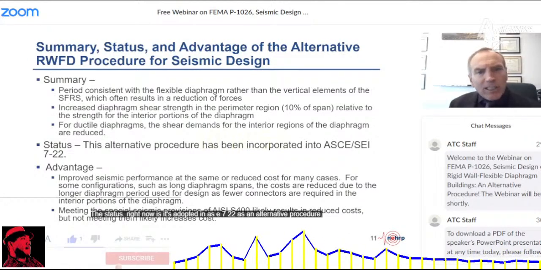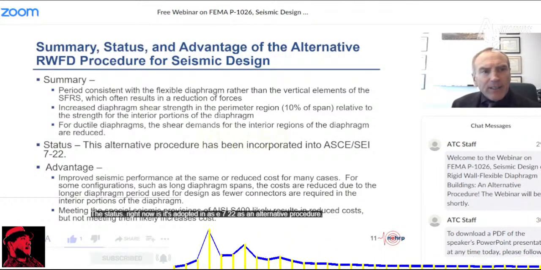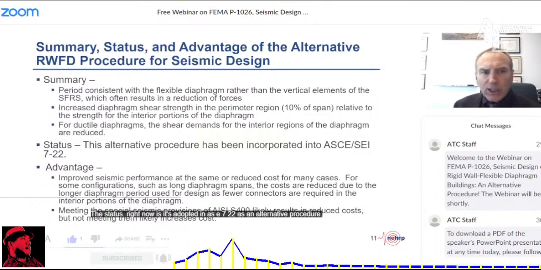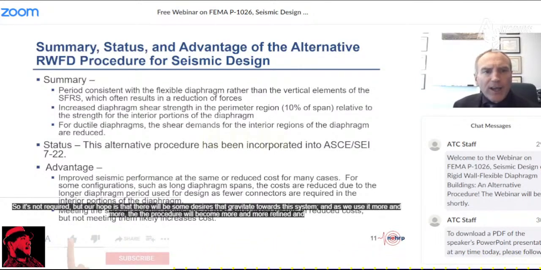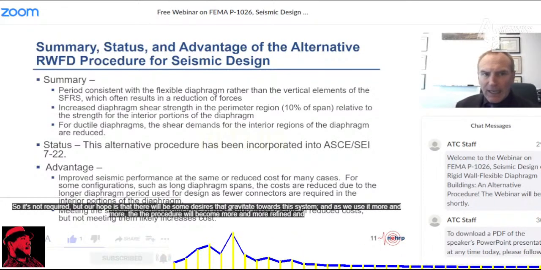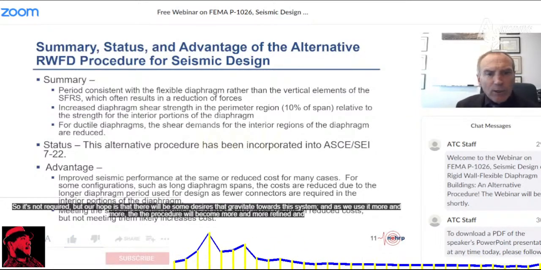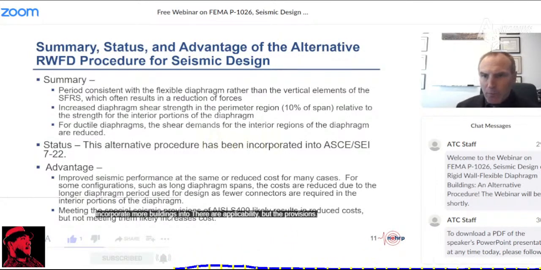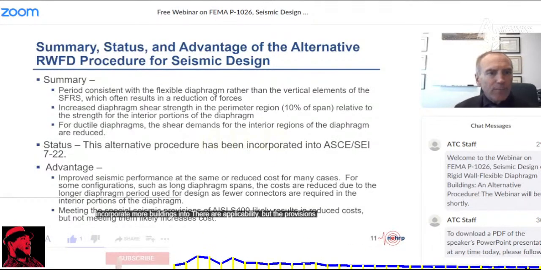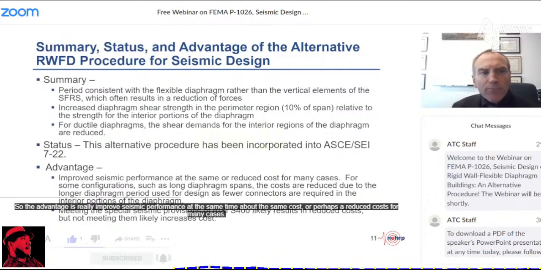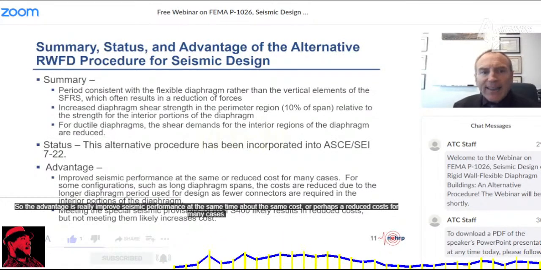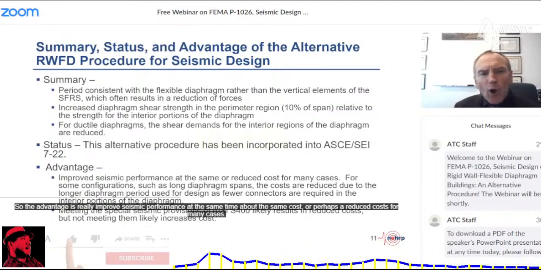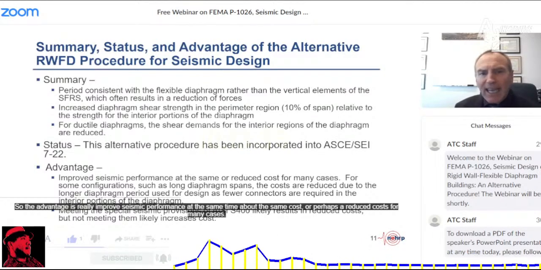The status right now is it's adopted in ASCE 7-22 as an alternative procedure, so it's not required. But our hope is that there will be some designers that gravitate towards this system, and as we use it more and more, the procedure will become more and more refined and incorporate more buildings into the applicability of the provisions. So the advantage is really improved seismic performance at about the same cost or perhaps a reduced cost for many cases.